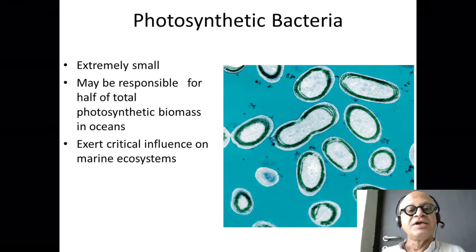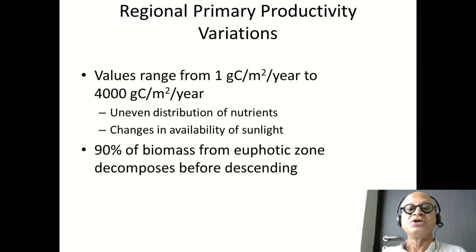So in the ocean, bacteria, obviously microscopic, cannot be seen easily from satellites and so on. They may be actually responsible for half of the total photosynthetic biomass in the ocean. That's a lot, right? So they also exert critical influence on the marine ecosystem if they are that productive and contribute that much to the total primary production. Very little remains known. There are actually also huge biomass of viruses in the ocean.